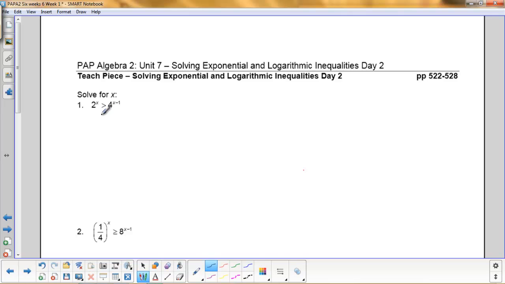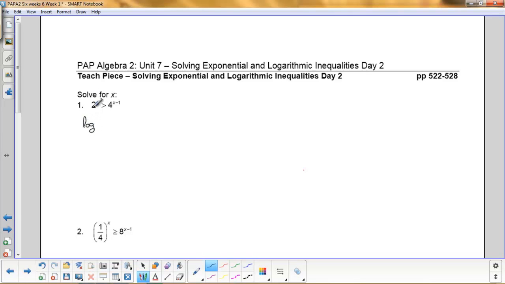Okay, so in order to solve this problem properly, we've got to really focus on getting those values out of the exponent. And the way we're going to do that is by using properties of logarithms. So I'm going to begin by adding a log to both sides.